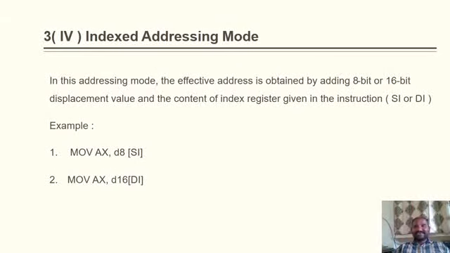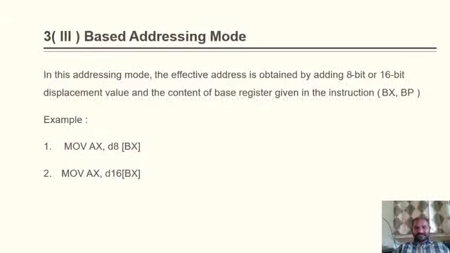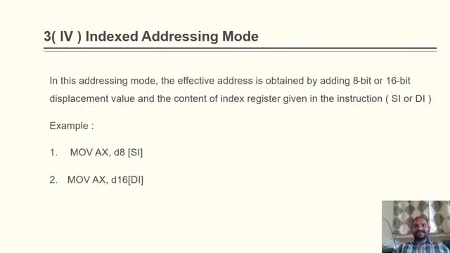The next one is the indexed addressing mode. Just like the based addressing mode, here also it is the same thing, but instead of using the base registers, we are going to use the index register. Here also the offset address is calculated by adding the 8-bit displacement value with the content of the source index register or the destination index register, and the result of that addition gives the offset address. That offset address belongs to the data segment if we are not specifying an explicit one.